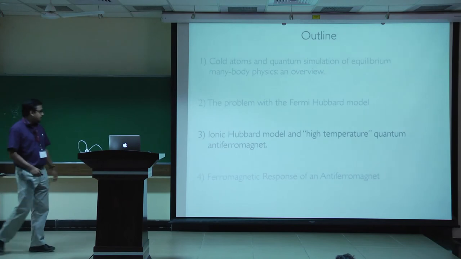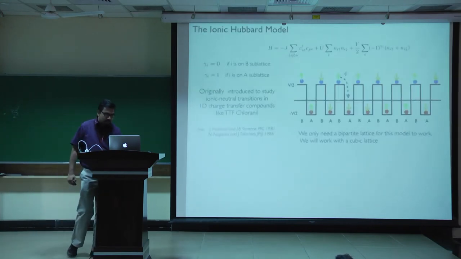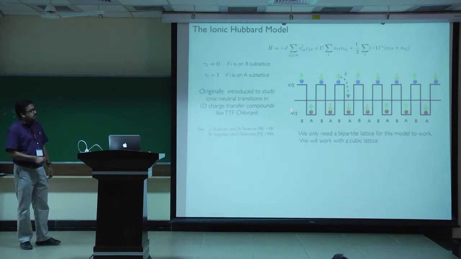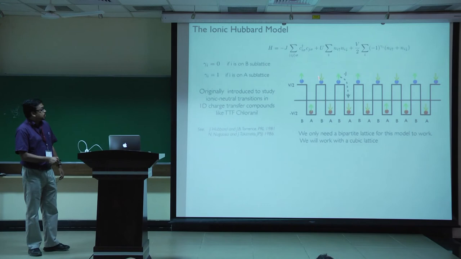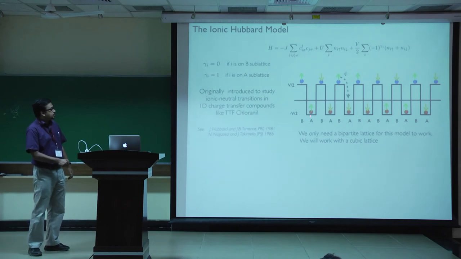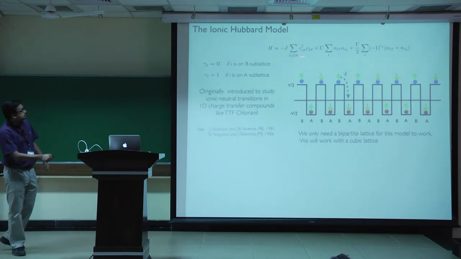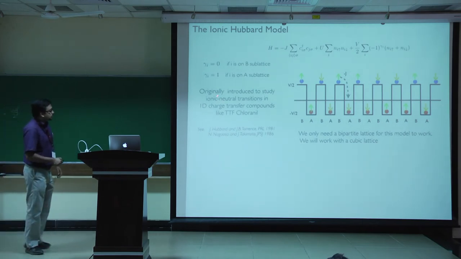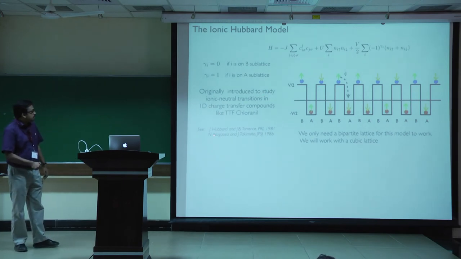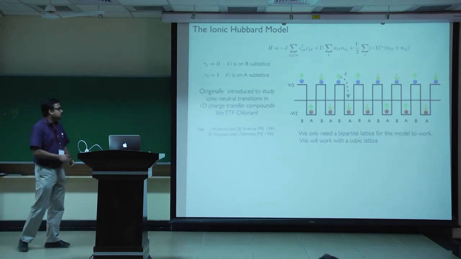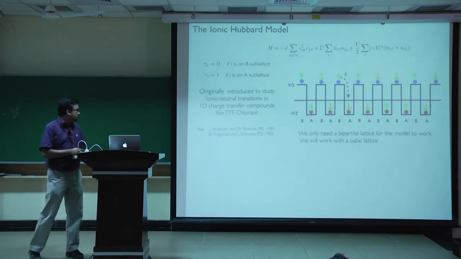Okay. So now what happens is the following. What is the model we are going to look at? We are going to look at a model which has my old Hubbard model. But in addition, I'm going to look at a bipartite lattice, which has A and B sublattices. On the B sublattice, I will have an external potential plus V/2. On the A sublattice, I will have an external potential minus V/2. And so that's basically the model that I will deal with. Okay. This was originally introduced, not a new model. This was introduced in 1981, in initial works by Nagaosa and Takimoto, originally to study ionic to neutral transitions in 1D charge transfer compounds.